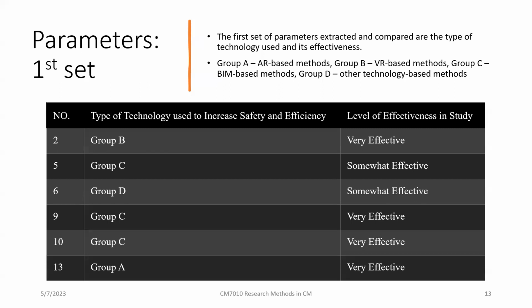Group B represents VR-based methods of technology. Group C represents BIM-based methods of technology. And Group D represents other methods of technology. Looking at the graph, the column all the way to the left refers to which resource links to each description.